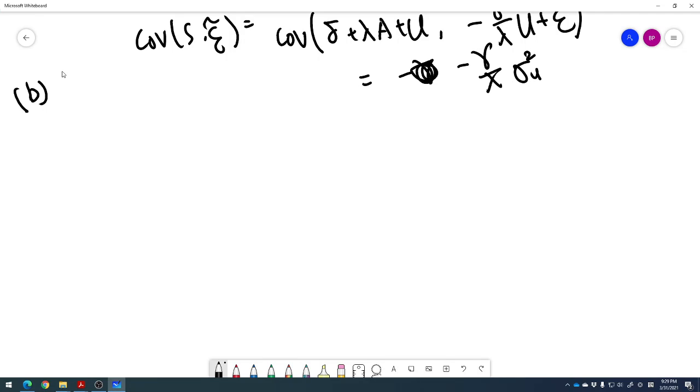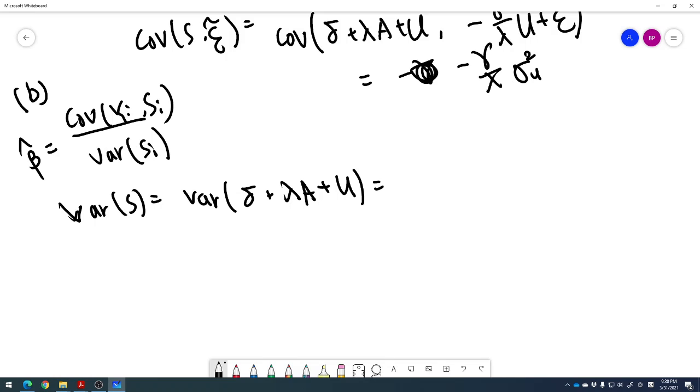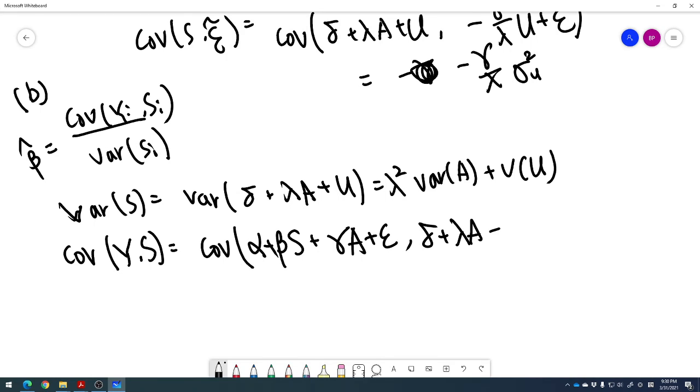Again, the same problem arises here. In this case, beta hat can be written as the covariance of Y and S divided by the variance of S, right? There is no problem, and you can calculate each of them. The variance of S is the variance of, say, delta plus lambda A plus U. Because A and U are uncorrelated, it is lambda squared variance of A plus variance of U, right? And the covariance between Y and S has to use the general form, the underlying true data generating process, and delta plus lambda A plus U.